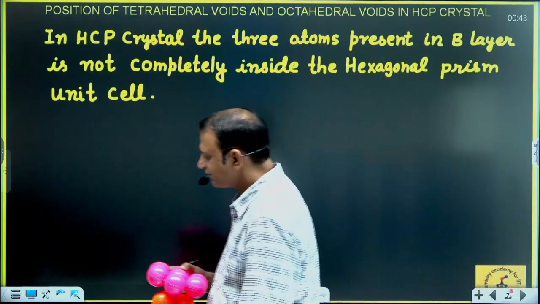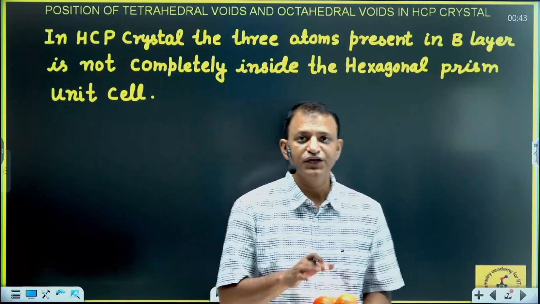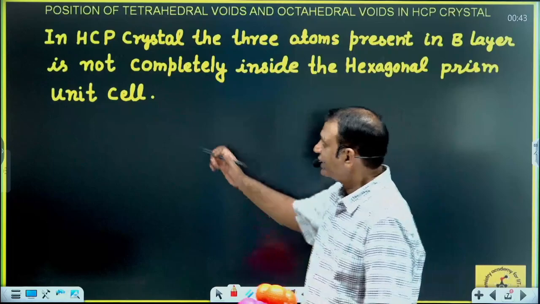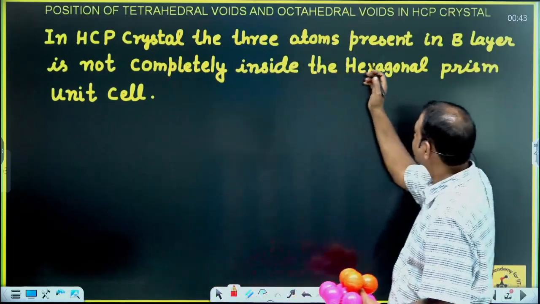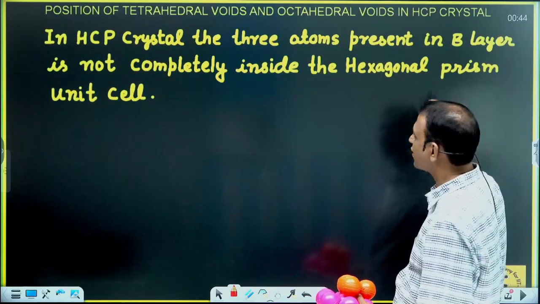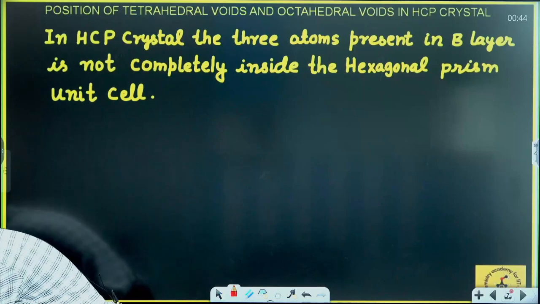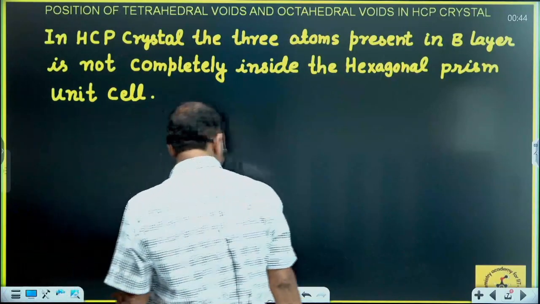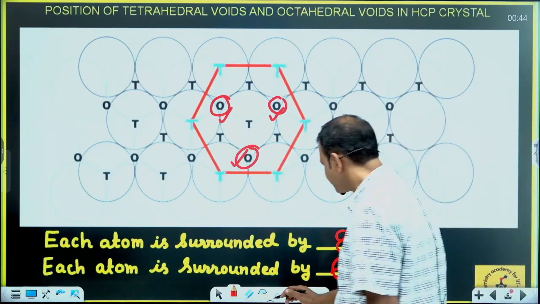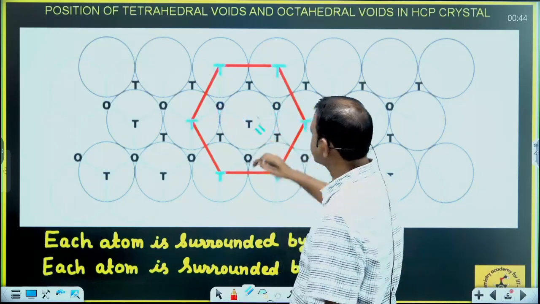This line is given in NCERT, right? I have taken this line from NCERT, and this is very important for JEE Mains as well as JEE Advanced. Let us discuss this line. In SCP crystal, the 3 atoms present in B layer are not completely inside the hexagonal prism unit cell. This line can be explained by the diagram given inside the NCERT. You can check this diagram, right? With the help of this diagram, we are able to explain that this is the correct statement.